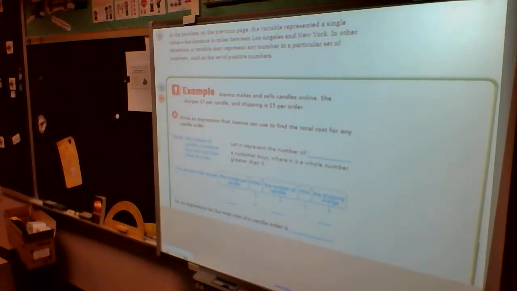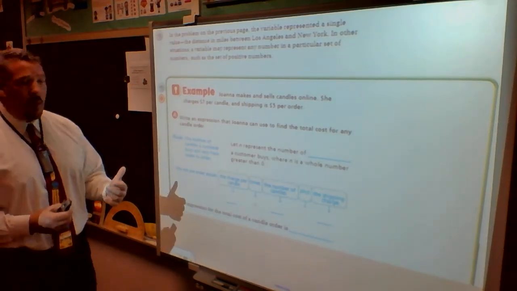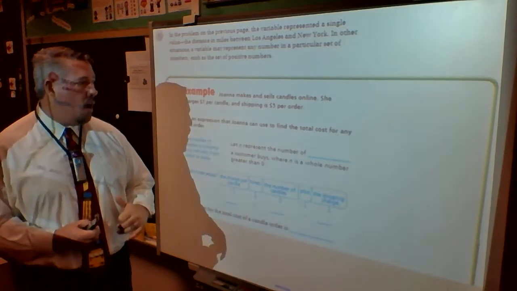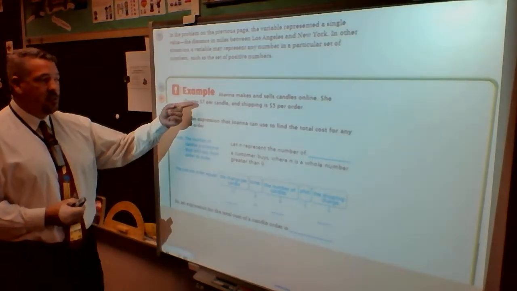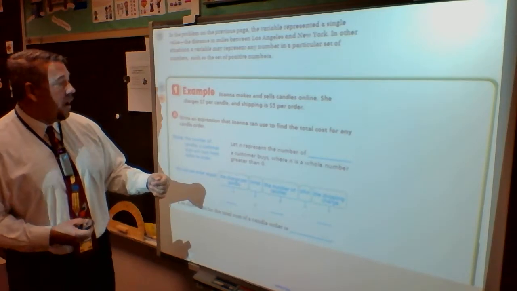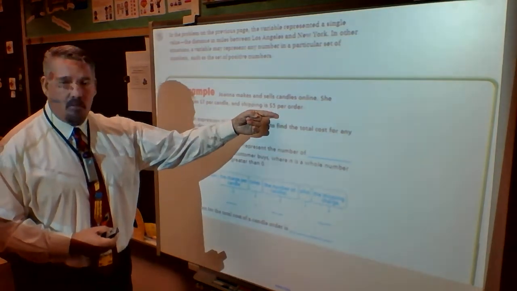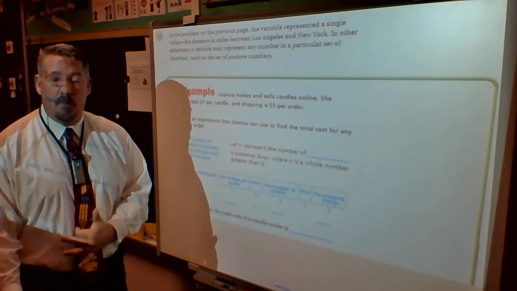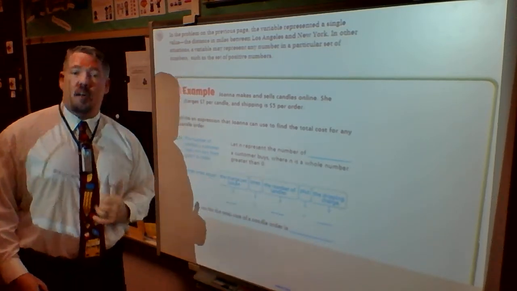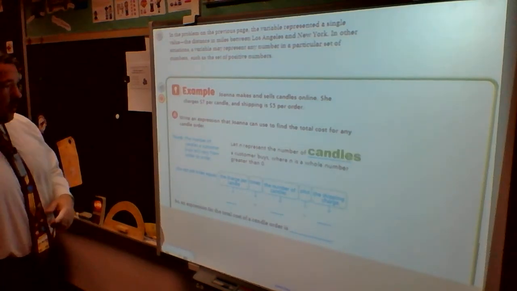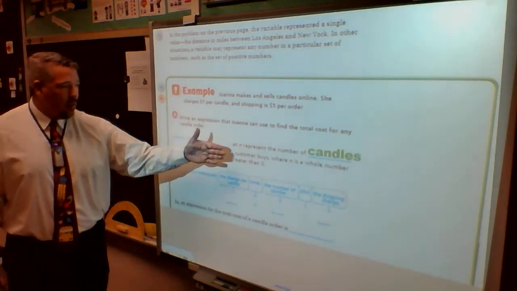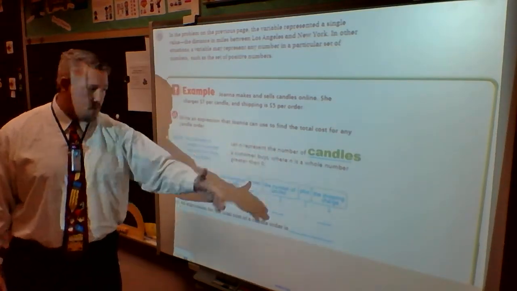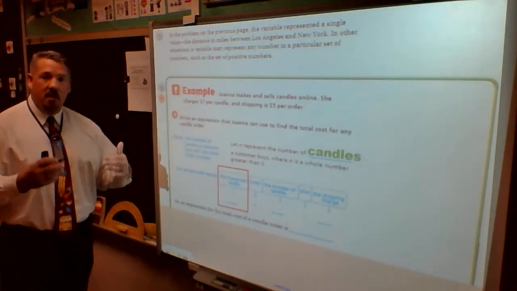When I look at this one, I'm going to be talking about Joanna. It says that Joanna makes and sells candles online. She charges $7 per candle, and shipping is $5 per order. So if we have 1 candle, it's going to be $5 to ship it. If I have 20 candles, it's going to be $5 to ship it. So N, being my candles, is going to represent the number of items that she sells. And then we look at how we're going to set it up.